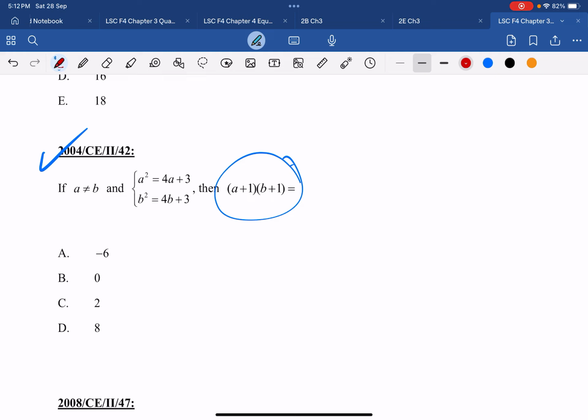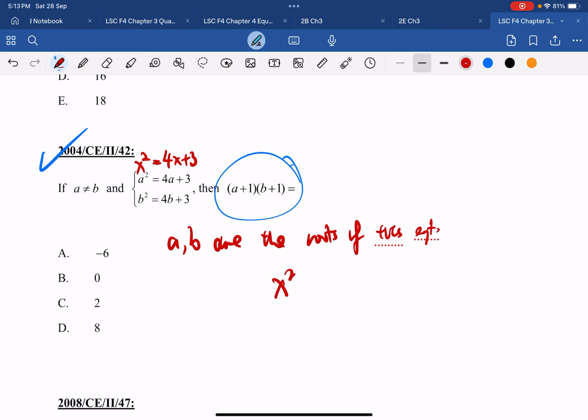Okay, so they are saying that now the equation is x squared equals 4x plus 3, and this time A and B are the roots for this equation. So they change how they express the question, so make sure you comprehend this as well. Okay, so the quadratic equation we now have is like this. So now everything goes the same, just like the previous question.